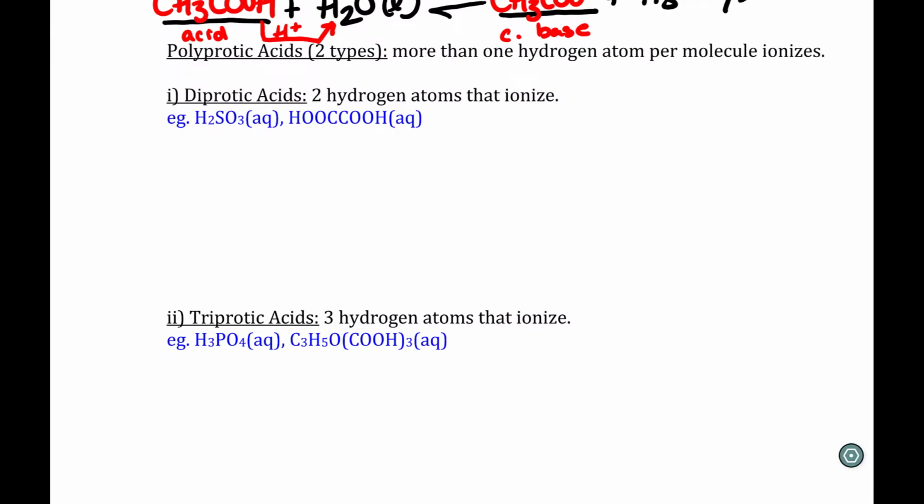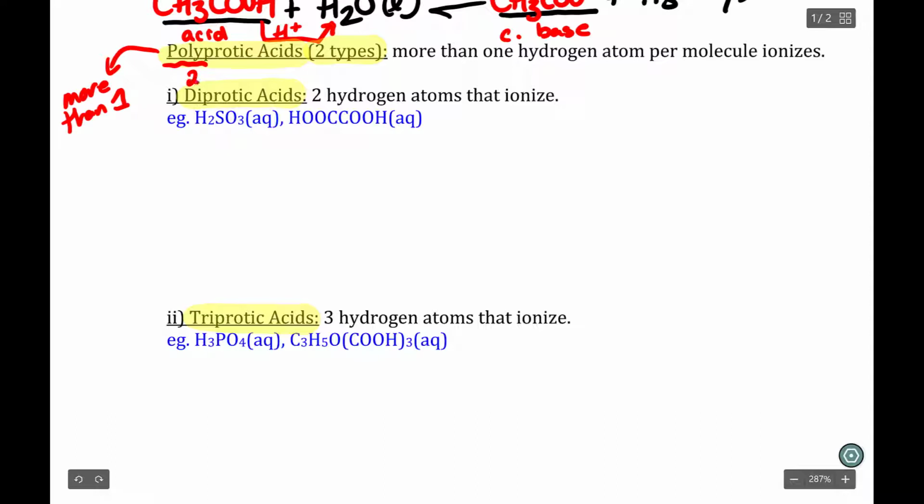The next thing we're going to look at is polyprotic acids. And so polyprotic acids, there are two different types. Okay, so you have diprotic and you have triprotic. Now, the majority of the time, people just use the term polyprotic. Of course, the term poly just means more than one, whereas di is very specific, it's two, and tri is very specific, it is three.